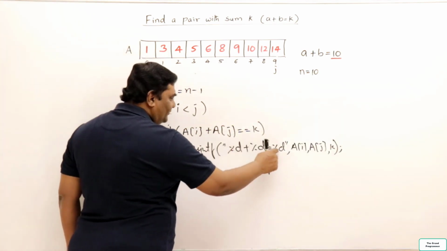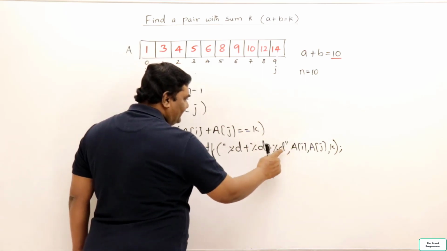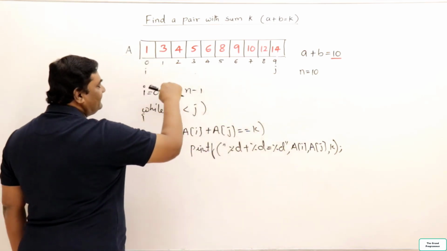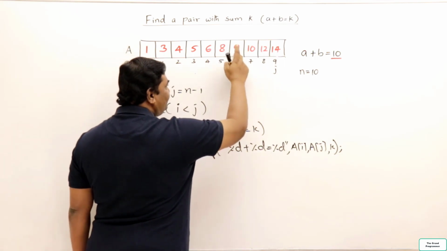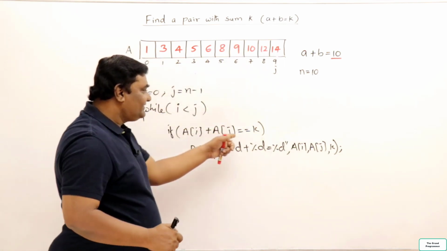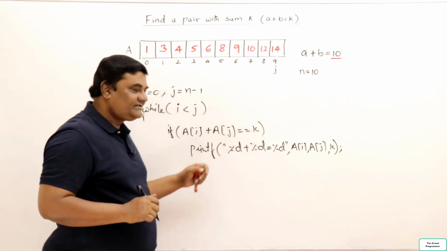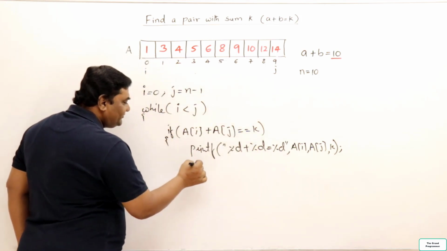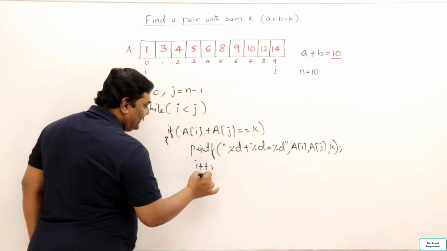So I'll print three values, that is the first number, the second number, and the total. Suppose the second number is 9, so 1 and 9 will be printed. So if it is equal, this is the first case. And when they are equal, I should increment I as well as decrement j, right?